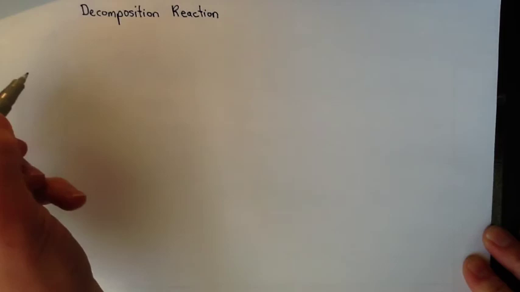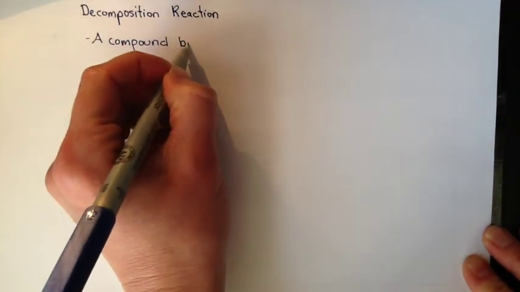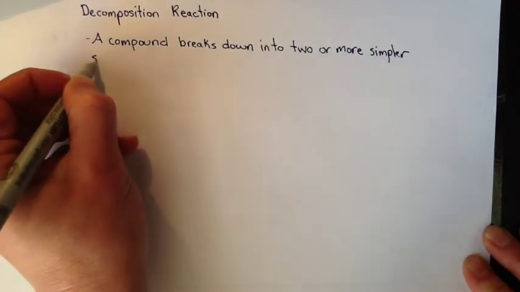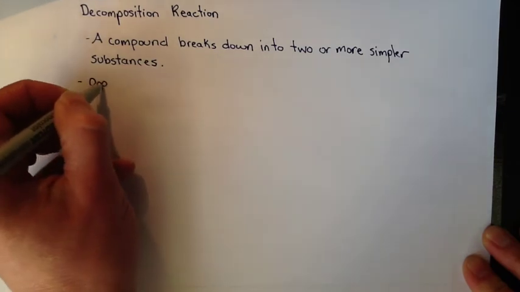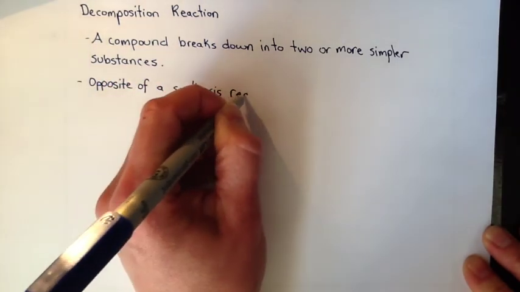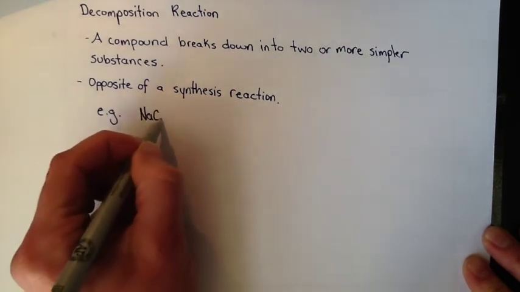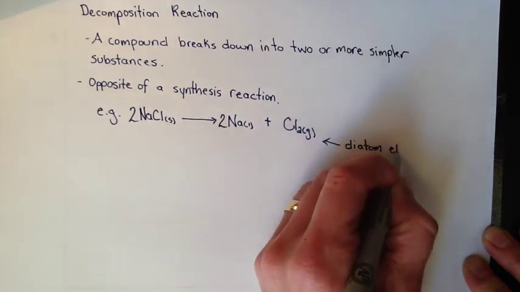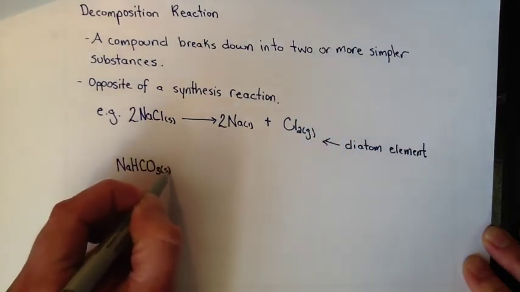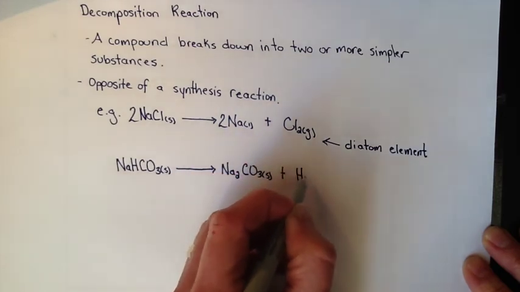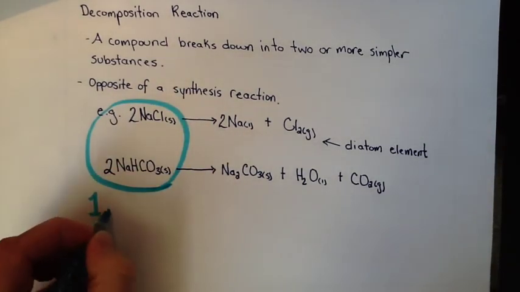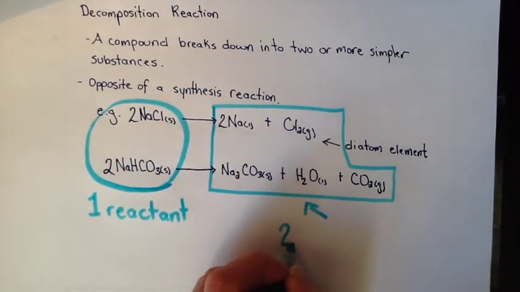A decomposition reaction is when a compound breaks down into 2 or more simpler substances. It is the opposite of a synthesis reaction. It involves one reactant breaking down, decomposing into 2 or more products. For example, sodium chloride decomposes to produce sodium and chlorine gas. Or sodium hydrogen carbonate decomposes to produce sodium carbonate, water, and carbon dioxide gas. Again, one reactant breaks down to produce 2 products.